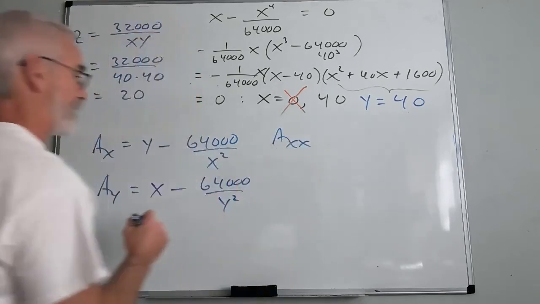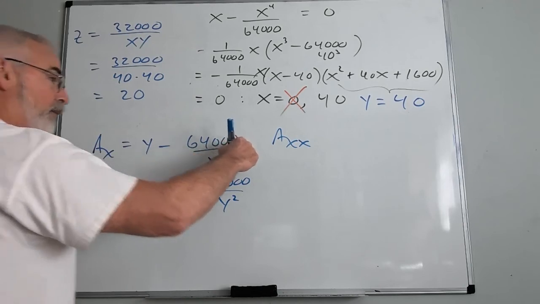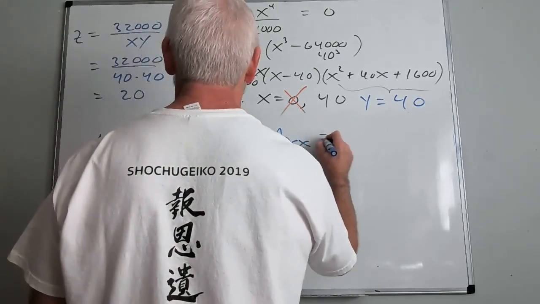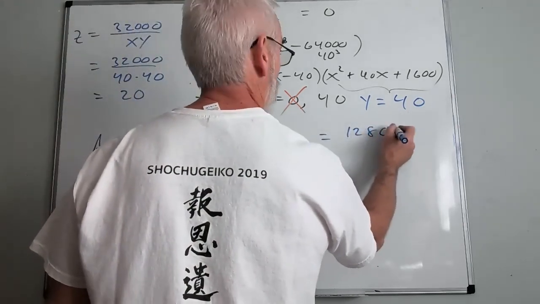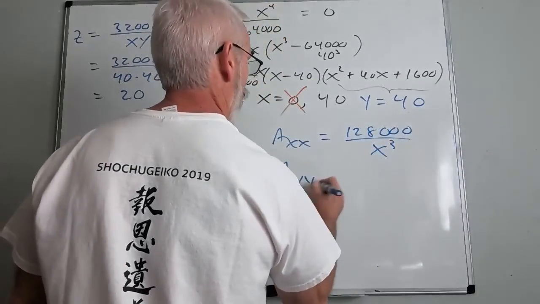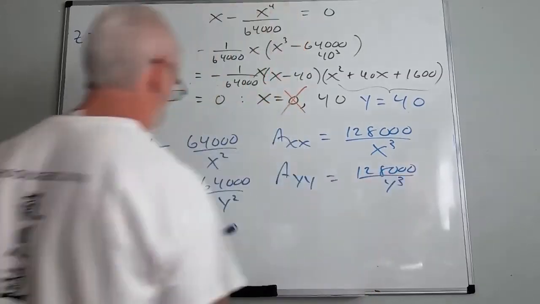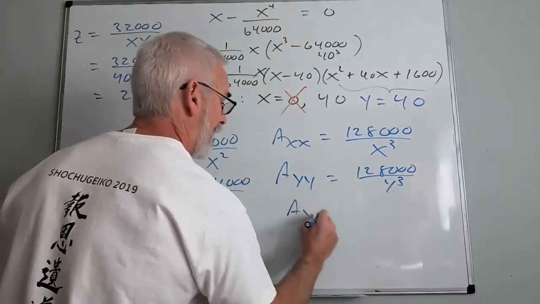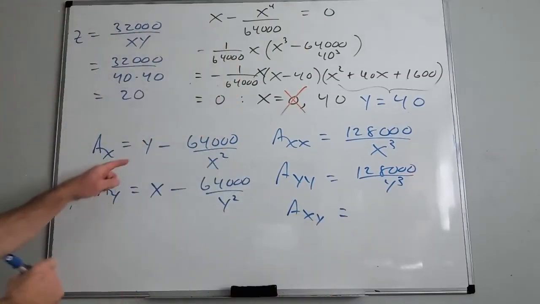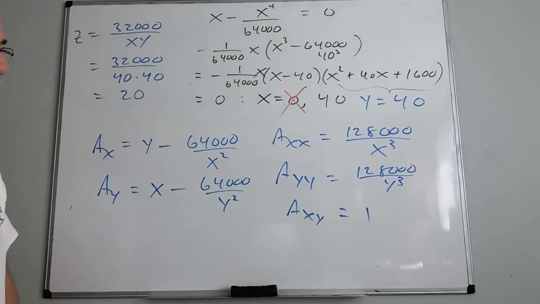So now let's do all the second order partials. Those actually won't be difficult because that'll go away. Think of that as being raised to the -2. So this will be positive 128,000 over x cubed, A_yy is 128,000 over y cubed, and A_xy will be 1. Oh, I like that one.